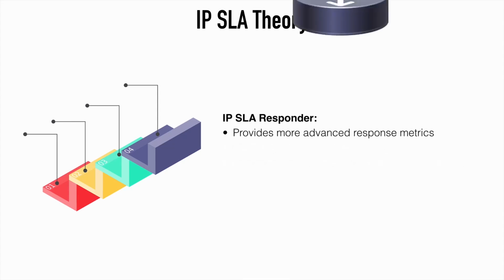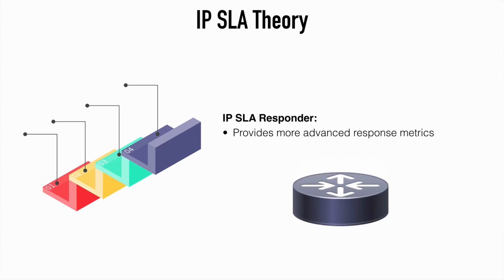Optionally, a remote Cisco router could be configured as an IP SLA responder. This would allow the device to respond to more advanced IP SLA request packets. Some IP SLA operations will work without a responder on the other side. Some of those operations would include ICMP or HTTP.